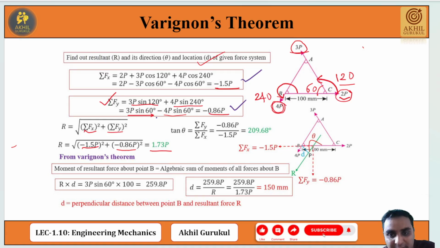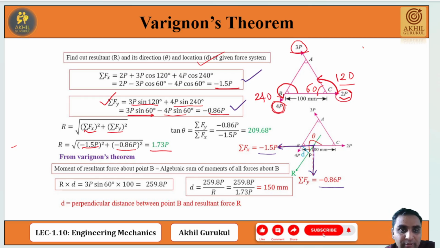So the algebraic summation of sigma fx is negative, and the algebraic summation of sigma fy is negative. That means the resultant lies in the third quadrant. So here, sigma fx is equal to minus 1.5 p, and sigma fy is equal to minus 0.86 p. So the resultant lies in the third quadrant.